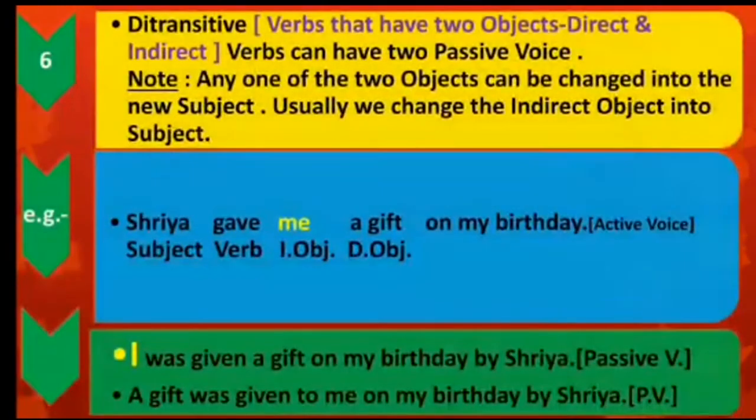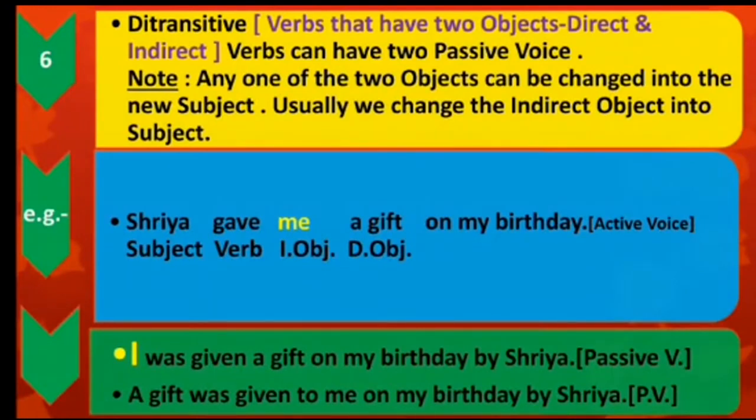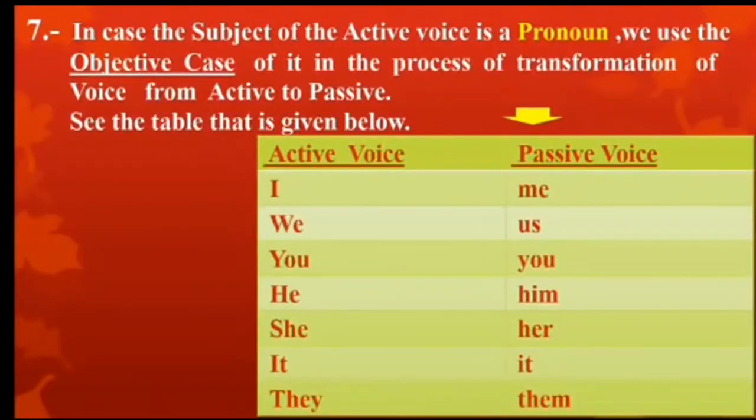Point 6. The ditransitive verbs can have two passive voices, where any one of the objects, direct or indirect, can be changed into the new subject. Usually we change the indirect object into the subject. Point 7. In case the subject of the active voice is a pronoun, we use its objective case in the passive voice. See the table given below.